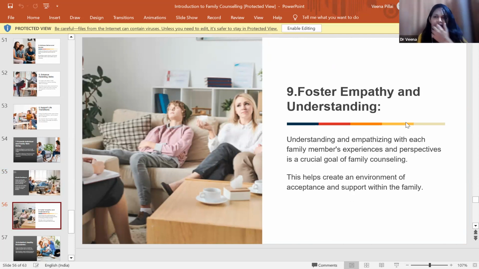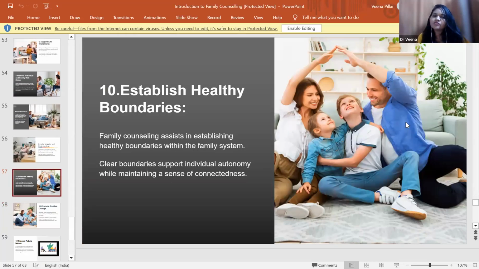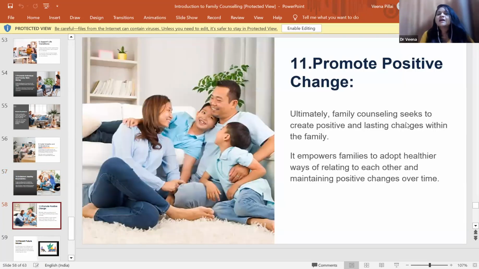Fostering empathy and understanding, and empathizing with each other as family members, is very, very crucial for family counseling. It helps to have a healthier atmosphere, to have an environment wherein people would accept and support each family member. So establish healthy boundaries. Family counseling assists in establishing healthy boundaries, and clear boundaries support individual autonomy while maintaining a sense of connectedness.